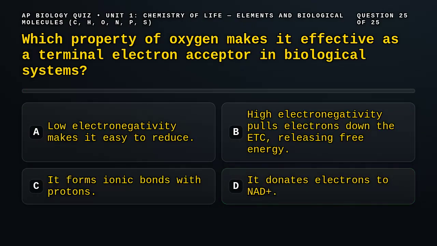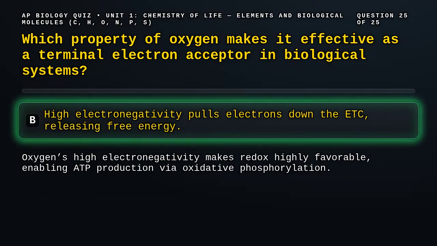Question 25. Which property of oxygen makes it effective as a terminal electron acceptor in biological systems? A. Low electronegativity makes it easy to reduce. B. High electronegativity allows it to pull electrons down the electron transport chain, releasing free energy. C. It forms ionic bonds with protons. D. It donates electrons to NAD+. Correct answer, B. Oxygen's strong affinity for electrons makes redox reactions highly favorable, enabling the electron transport chain to harness energy for ATP synthesis.